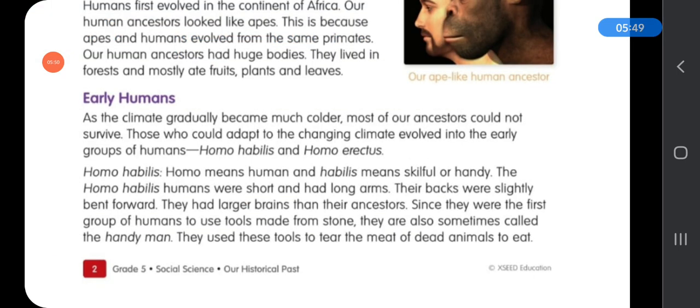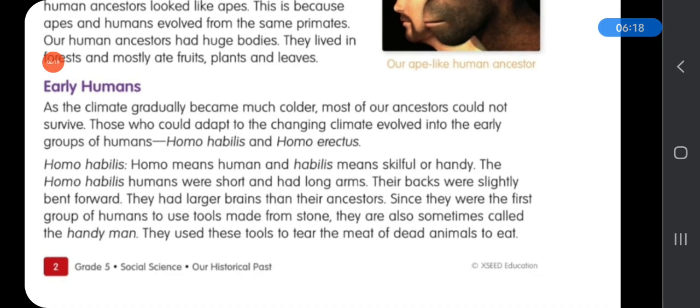Next paragraph. As the climate gradually became much colder, most of our ancestors could not survive. Those who could adapt to the changing climate evolved into the early groups of humans, Homo habilis and Homo erectus. So we can make a question like, which were the early groups of humans? Answer is Homo habilis and Homo erectus. Next, Homo habilis. Homo means human and habilis means skillful or handy. So we can make a question like, what is the meaning of habilis? Habilis means skillful or handy.